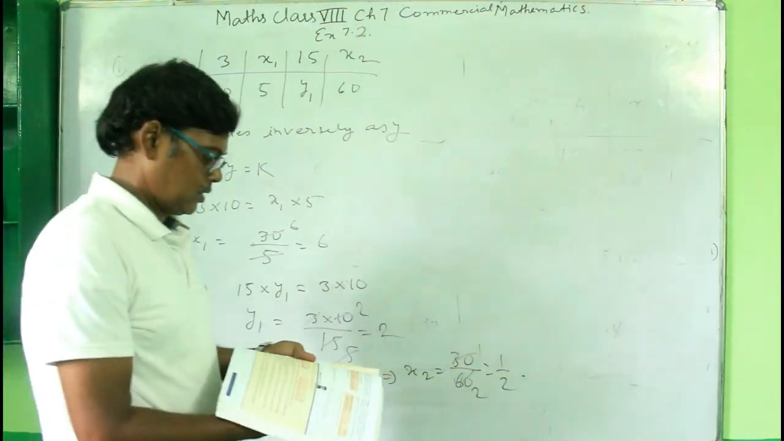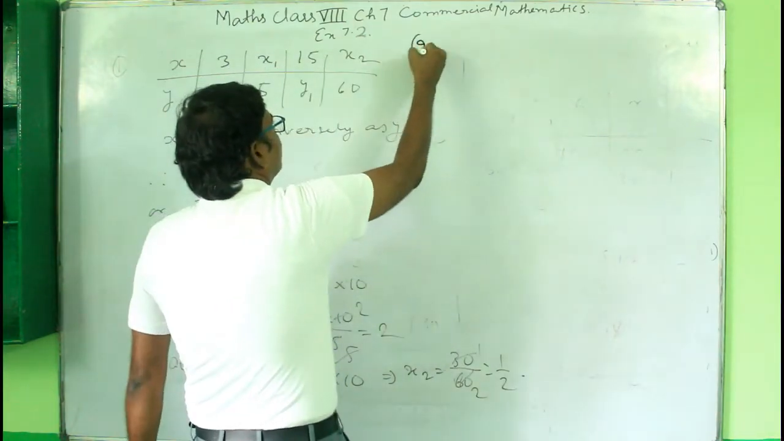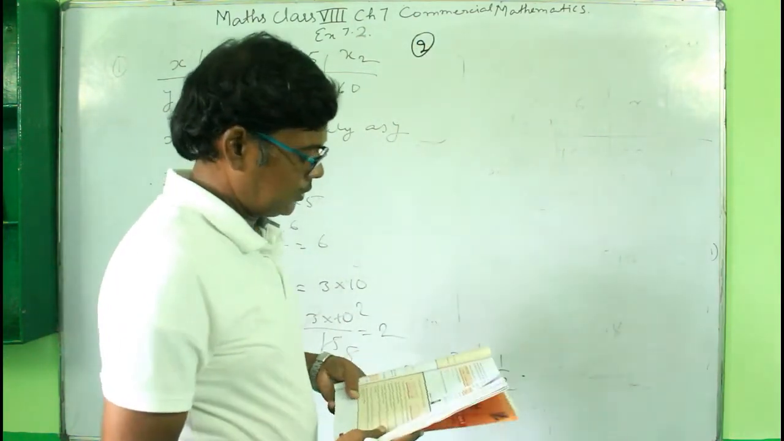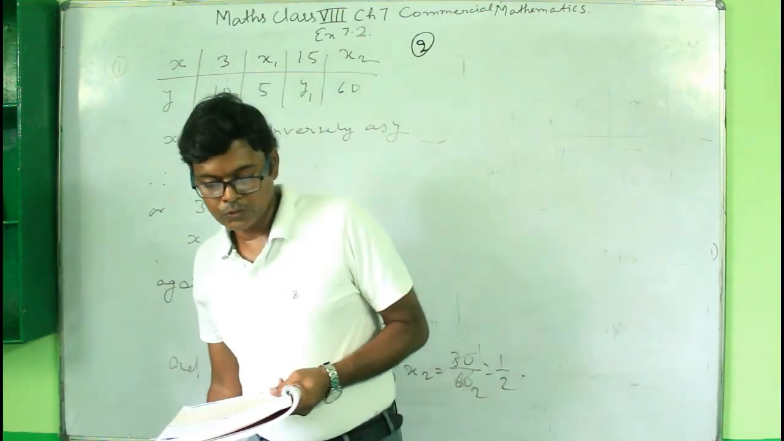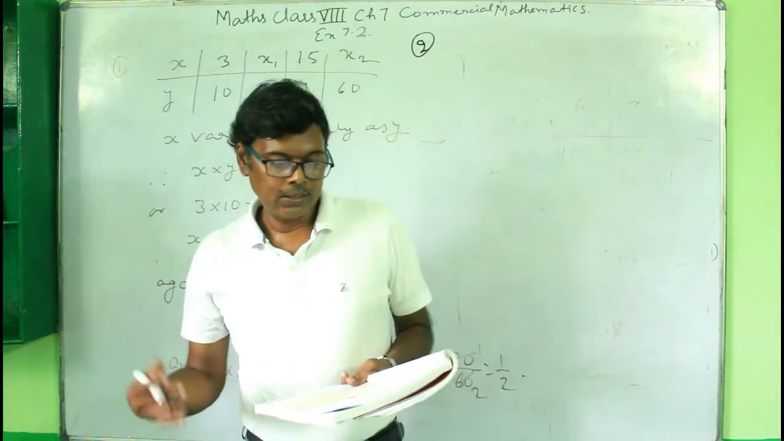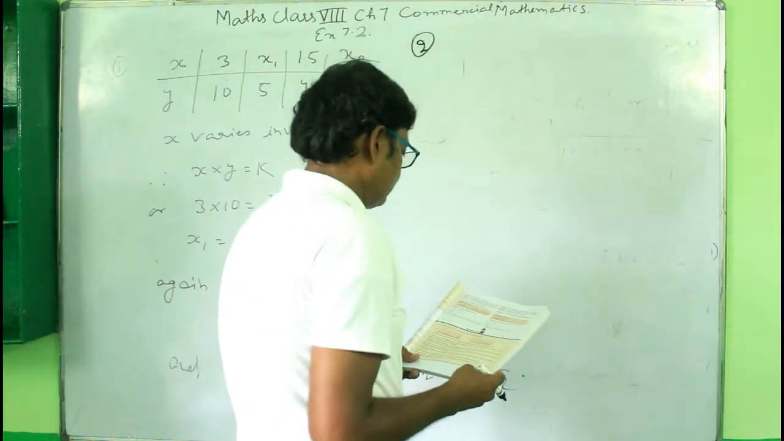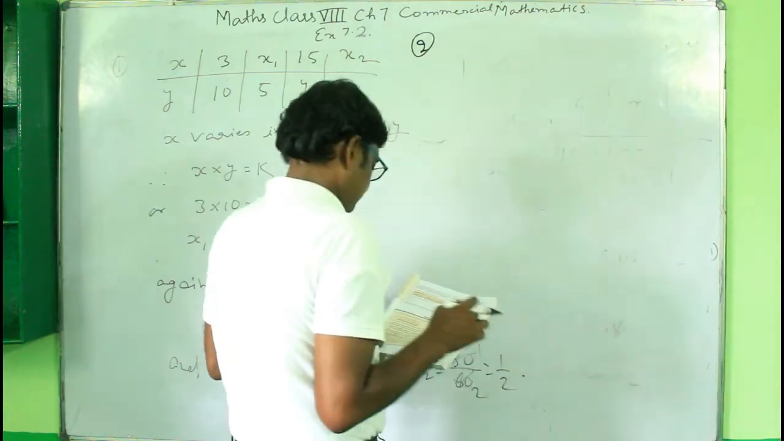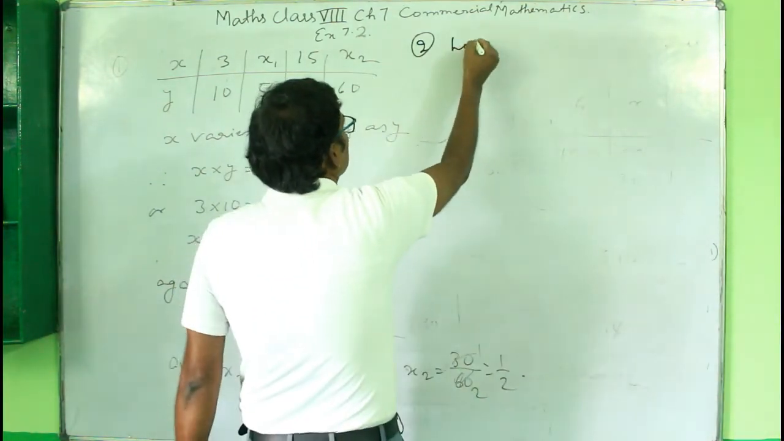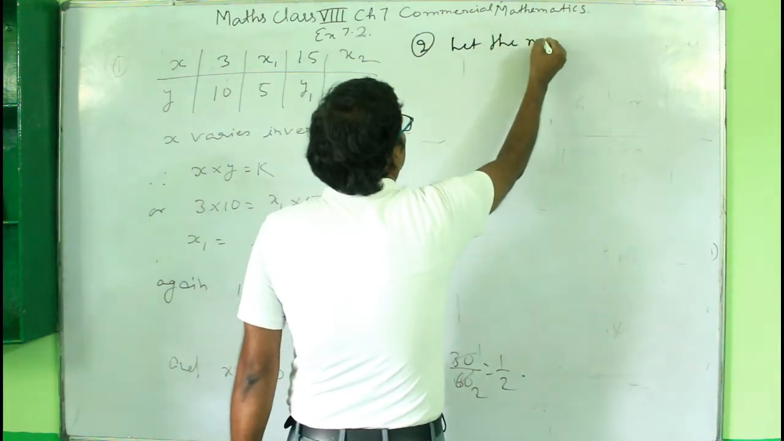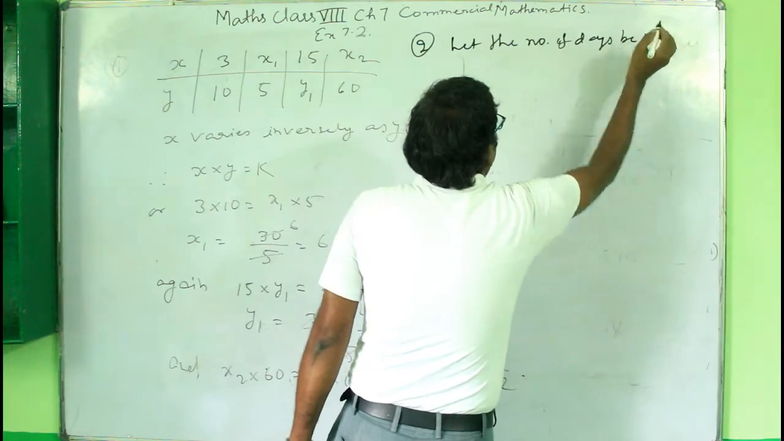Now the next question, question number 2. If 56 men can paint a wall in 42 days, then in how many days will 168 men paint the wall? Okay, so here, in how many days? Let the number of days be x.